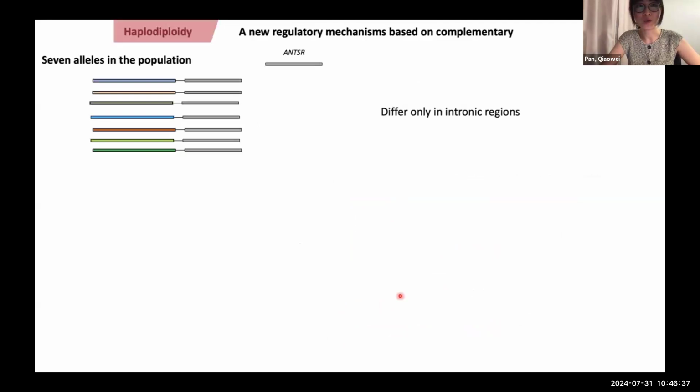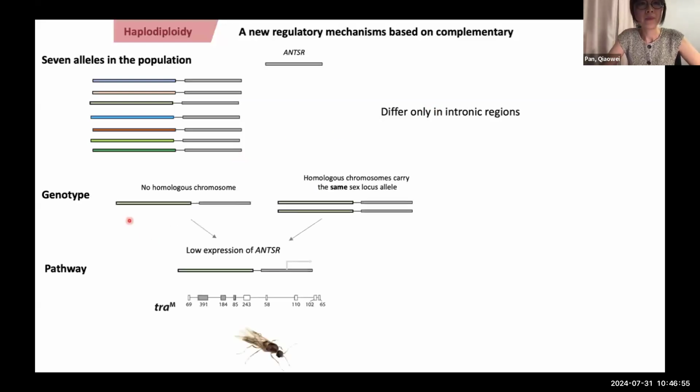Just to summarize what we know so far about how this system works. There are 7 alleles in the population. Each of the different alleles is associated with this non-coding RNA ANTSR. Among different alleles of the sex locus, ANTSR only differs in intronic regions. In haploid individuals with only one allele at the sex locus, and diploid individuals who inherited 2 of the same alleles, there's a low amount of expression of ANTSR, and transformer is spliced to the male form, eventually leading to male development.